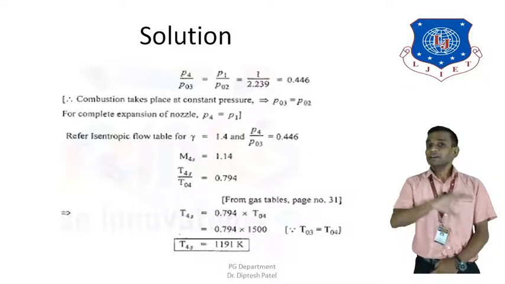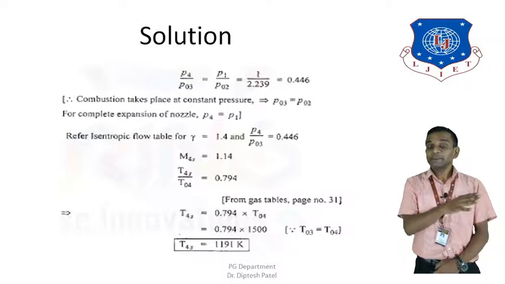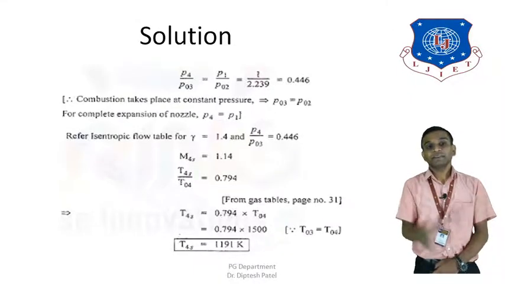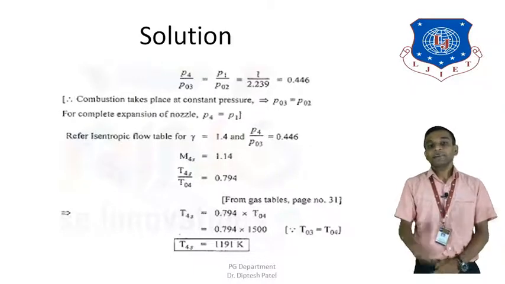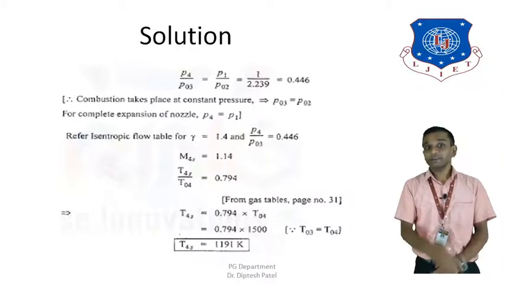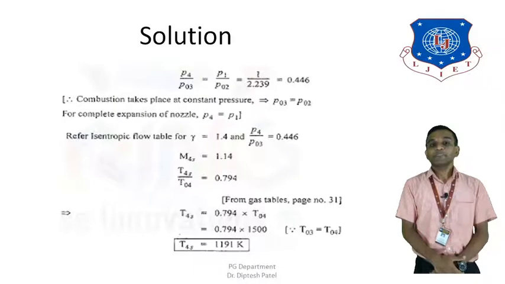Also, for the complete expansion in nozzles, the P4, that is the outlet of the nozzle, is supposed to be equal to the pressure at the inlet of the diffuser. So therefore P4 is equal to P1. From isentropic relations, with gamma equal to 1.4 and the ratio P4 divided by PO3 that we have got as 0.446, I could get M4S that is equal to 1.14. That is the Mach number at the exit, isentropic.